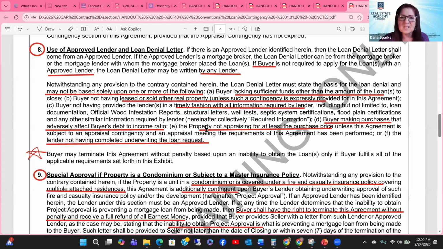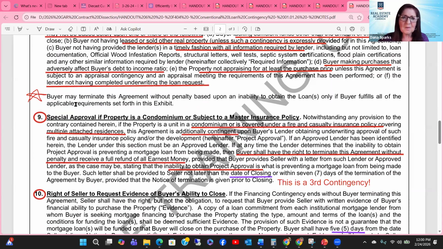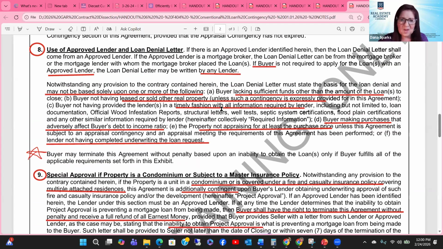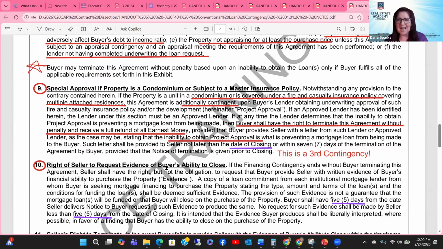So all of these reasons, not appraising for purchase price, lender not having completed underwriting the loan request, can't be on the loan denial letter as the sole reason, or they'll lose their earnest money. Buyer may terminate this agreement without penalty if they've done so without all of that. Now, you guys, this was added last year.